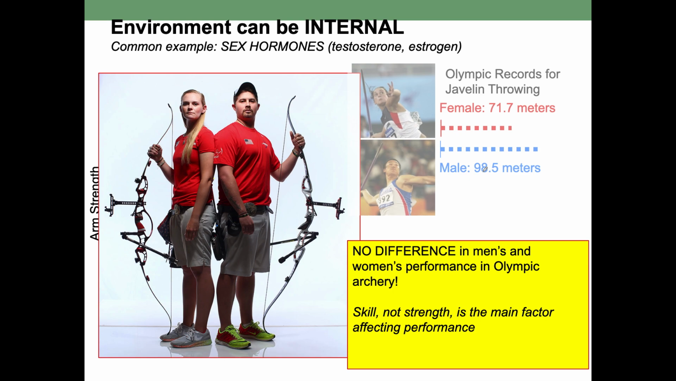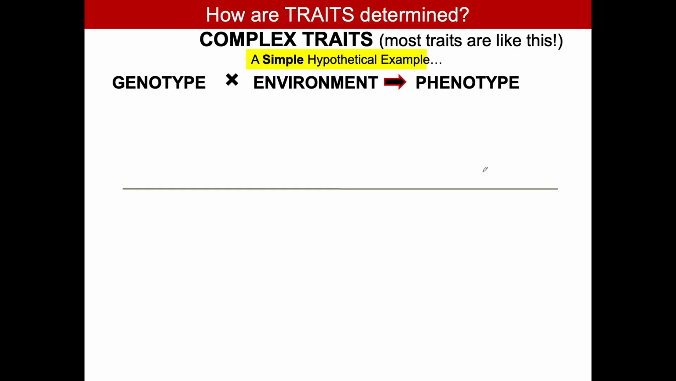So the point is, the environment can be external, right? It can be the kind of nutrition that you have access to. It can be the physiological stress the body is experiencing due to external factors, like what kind of job you have, what kind of place you live in, your socioeconomic status, etc. But it can also be internal.